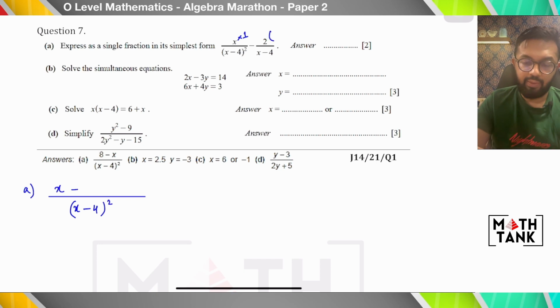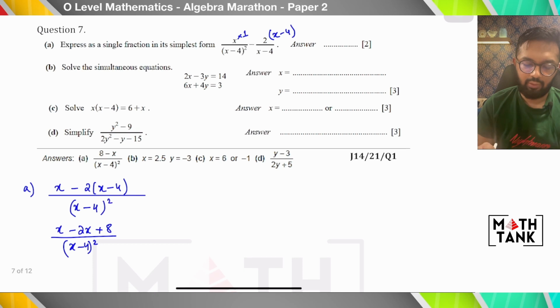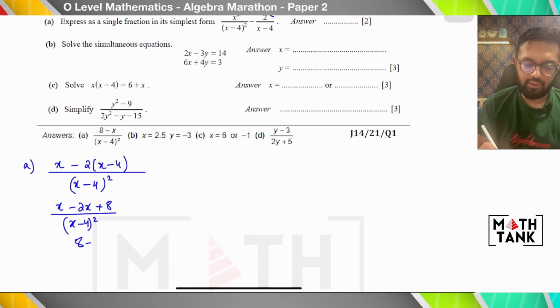So I get x. This one is going to get multiplied with x minus 4. Why? Because it's missing an x minus 4 in the denominator. So that is what happens. So I get 8 minus x.